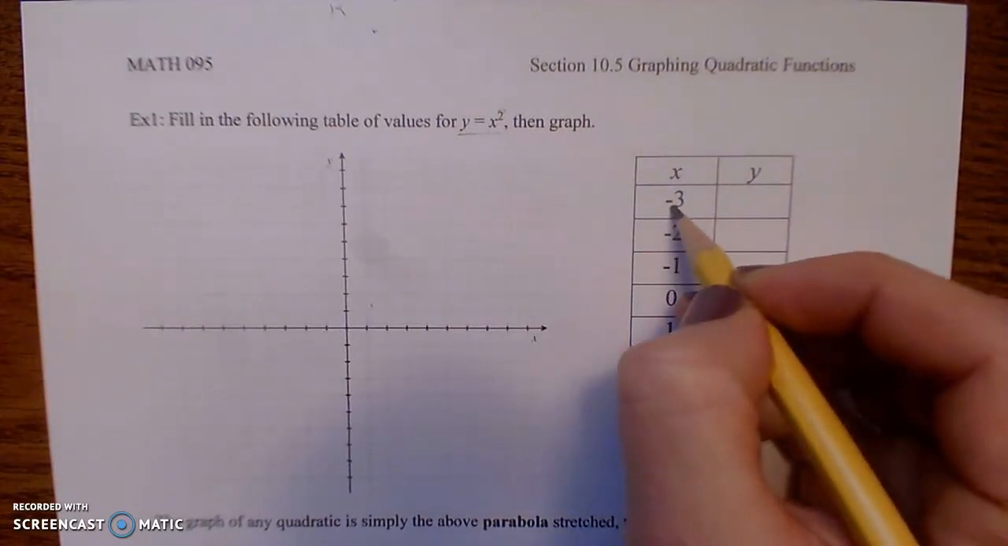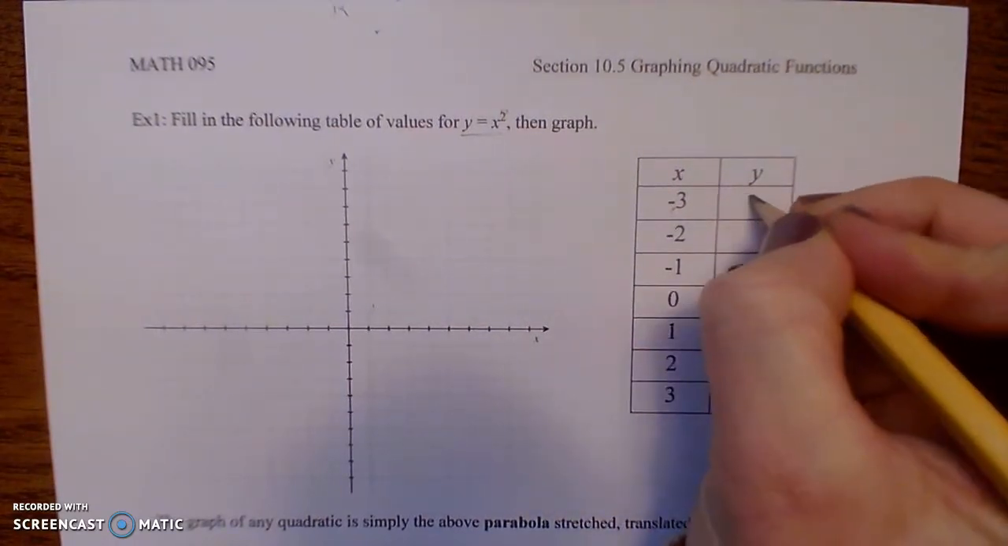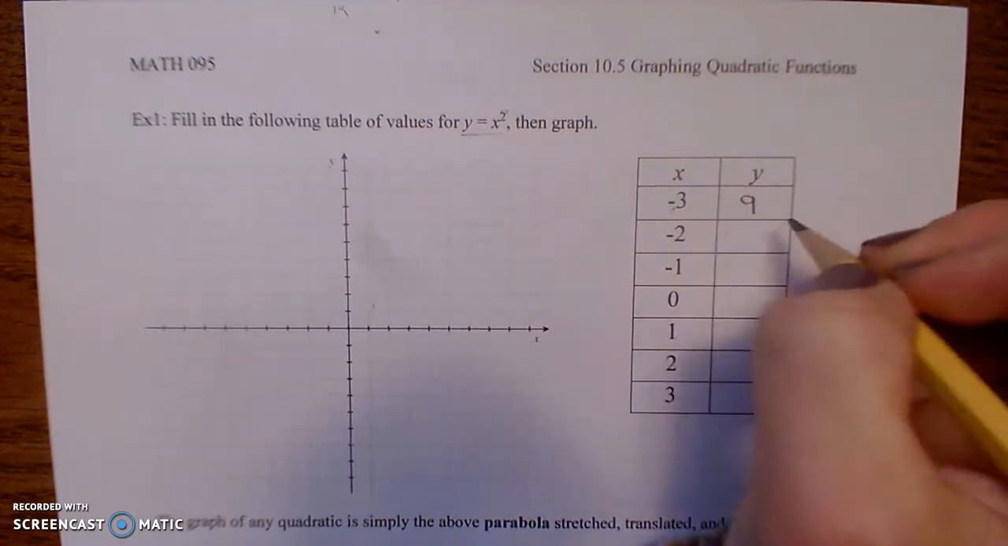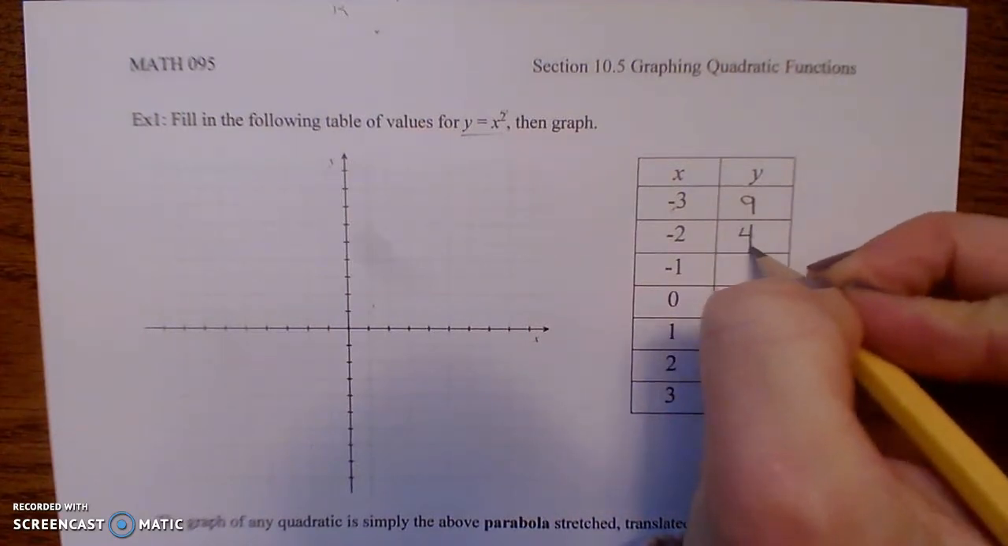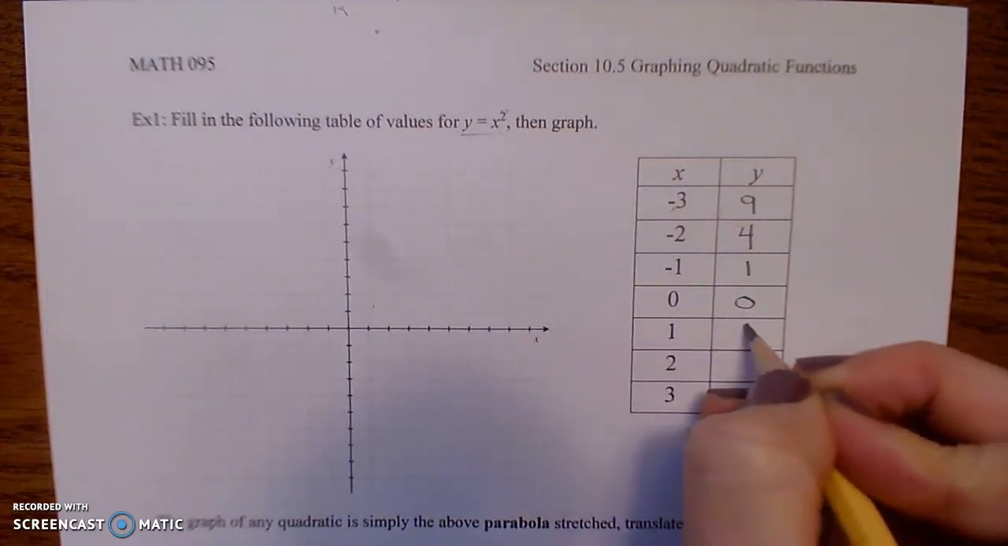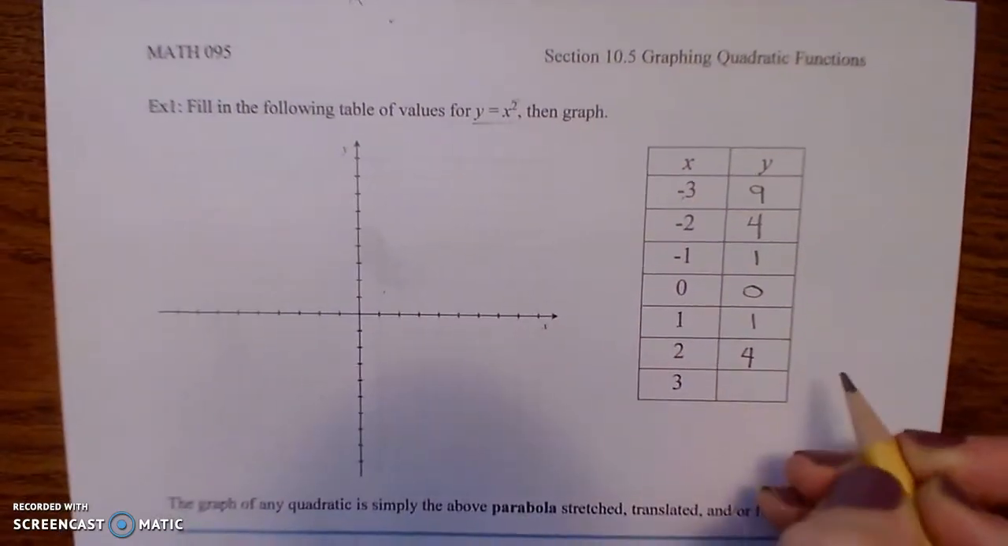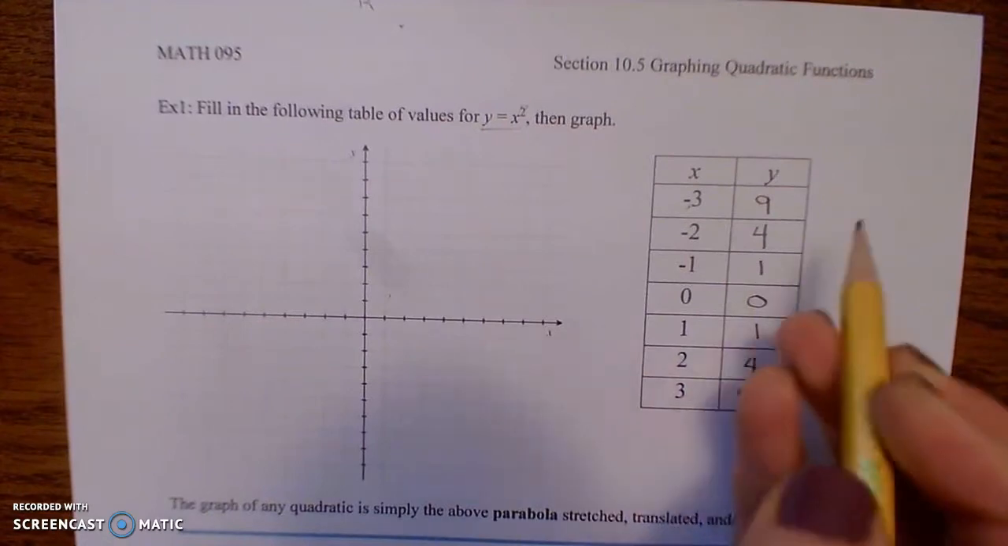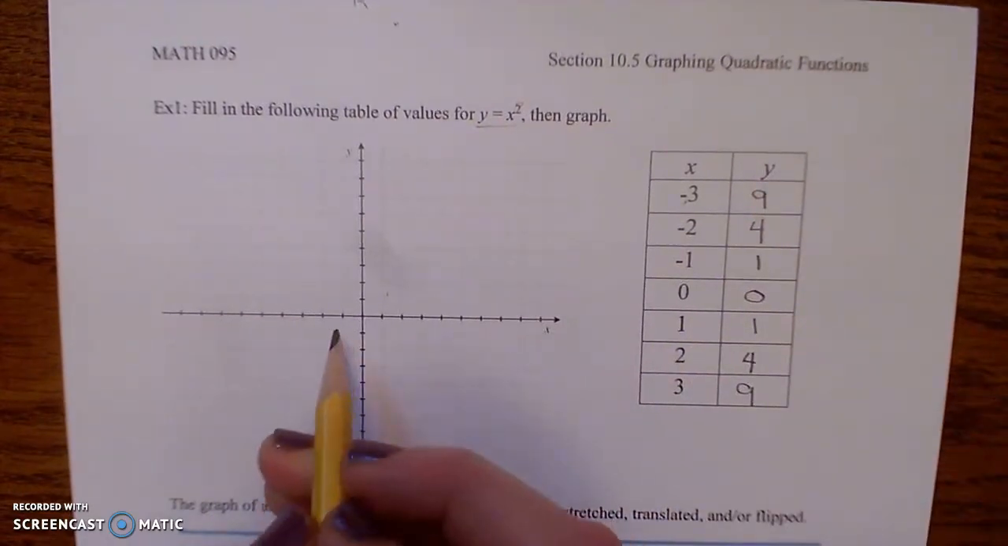If we plug in -3, -3 squared is 9. -2 squared is 4. -1 squared is 1. 0 squared is 0. 1 squared is 1. 2 squared is 4. 3 squared is 9. So we get these points. Let's go ahead and plot them.